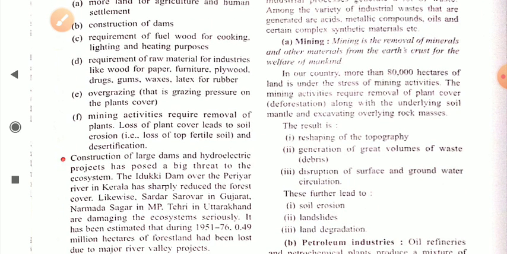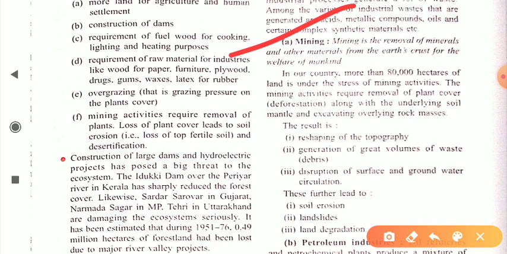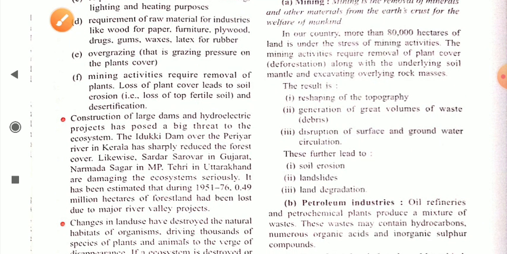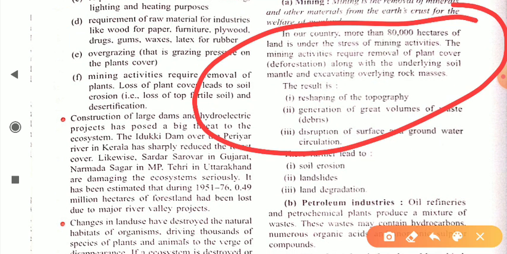Okay, dear student, the next point is mining. Mining is the removal of minerals and other materials from the earth's crust for the welfare of mankind. Coal and petroleum are all byproducts of mining activities. Whatever element we are using, if you talk about gold, silver, bronze, or lead, all those we receive only from mother earth by extracting, by mining.